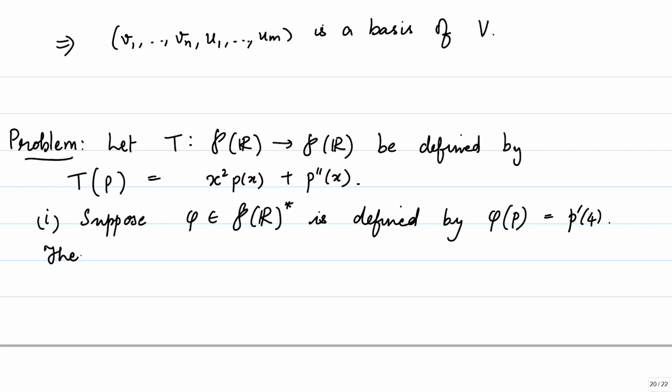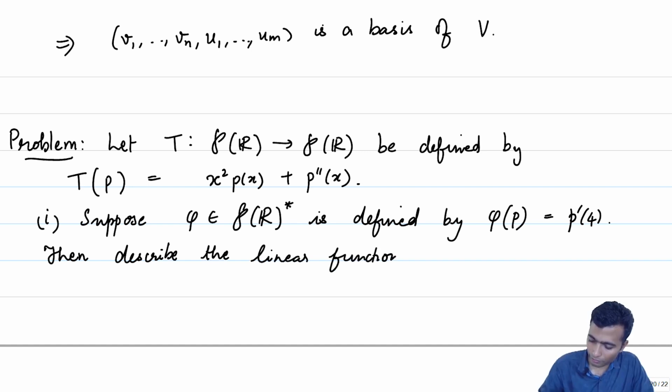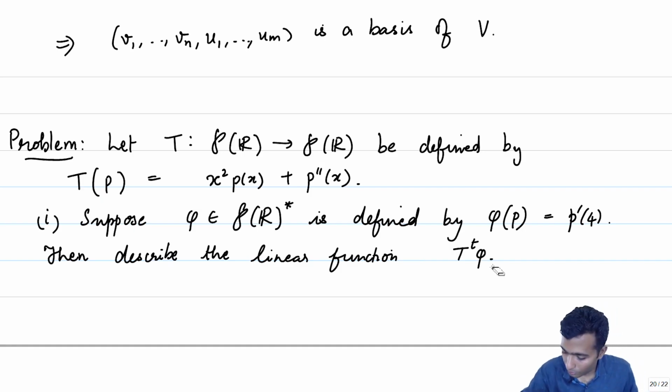Then the problem demands that we find out what T transpose of phi is. Describe the linear functional T transpose of phi. Before I describe what this will be, this is actually going to be a functional.